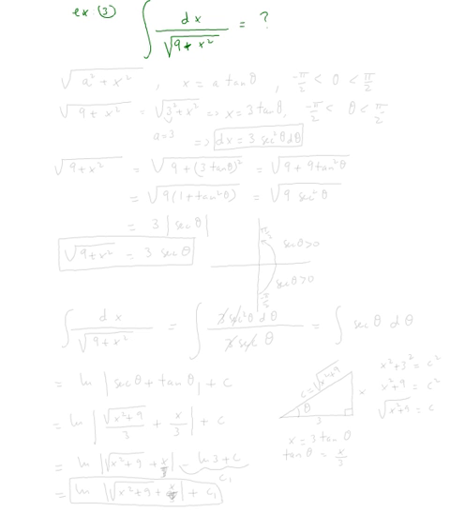Again, by looking at the term in the denominator, we have a square root. It looks more like the form a squared plus x squared. Therefore, we have to use the substitution x equals a tangent of theta, and theta is between negative pi over 2 and pi over 2. So it's in the first and fourth quadrant.